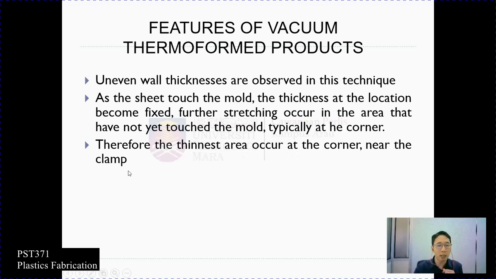Okay, as we know, when we heat up the sheet, the part that contacts the mold first will become fixed, meaning it will not stretch anymore. The part that does not contact the mold will stretch until it reaches the desired shape. So that is why the thickness is uneven, not consistent. Some parts are very thin, some parts very thick. If you take a look at the sandwich pack itself, you see the sharp edges are usually very thin compared to the flat surface.